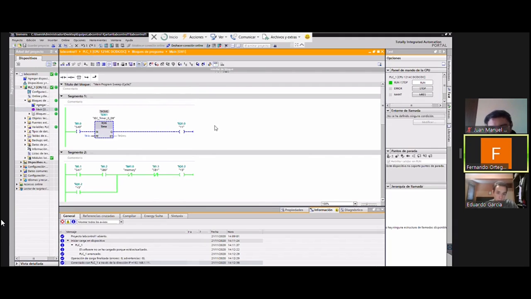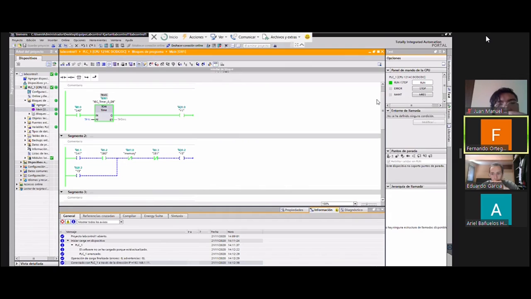In the first segment, we have the SA0, that is the beginning sensor that is going to connect with the timer. The timer has a PT of 4 seconds. That's going to go with J1, which extends the cylinder.